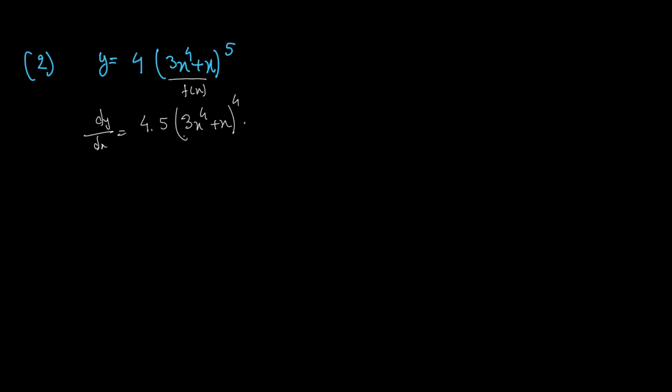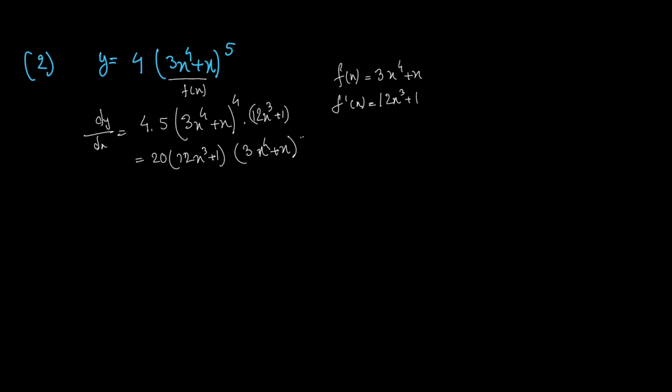In our second step, we need to differentiate the inner function, or the f(x), or basically anything within this bracket. So our f(x) was 3x to the power 4 plus x. Now if we differentiate it one time, we'll get 12x cubed plus 1. So let's multiply that. Now 4 into 5 gives us 20, and then 12x cubed plus 1, and then let's multiply by 3x to the power 4 plus x, and the power is 4. So that is our final answer.